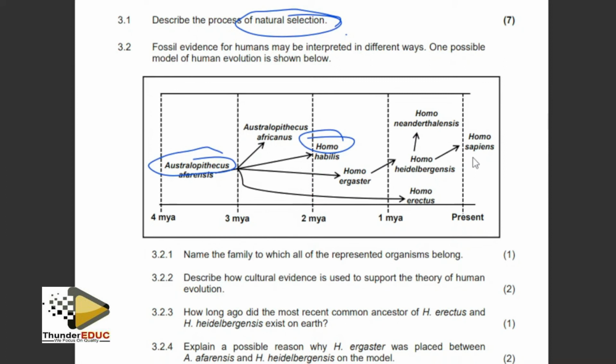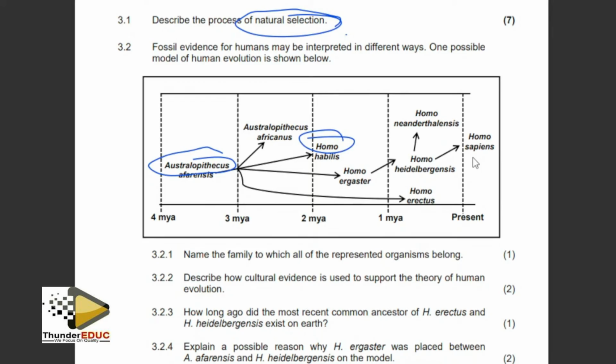To which family do humans belong? Name the family to which all the represented organisms belong. To which family do we belong? We belong to Hominidae.